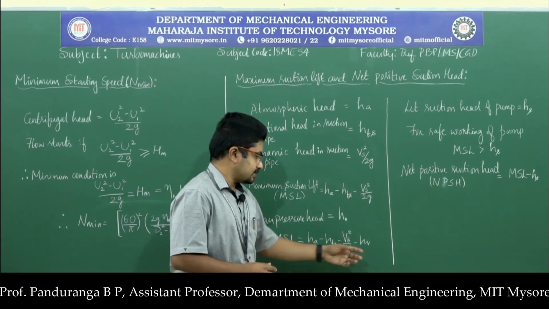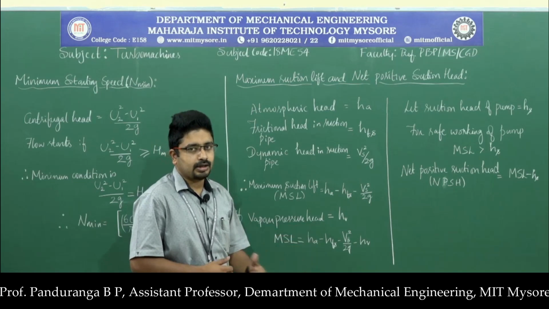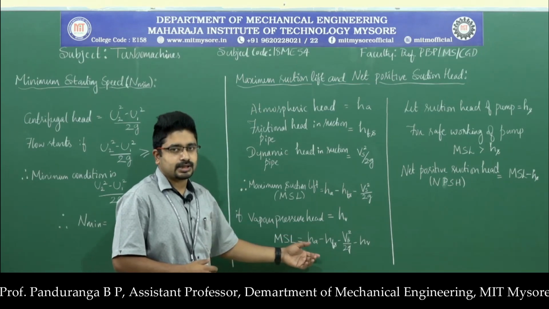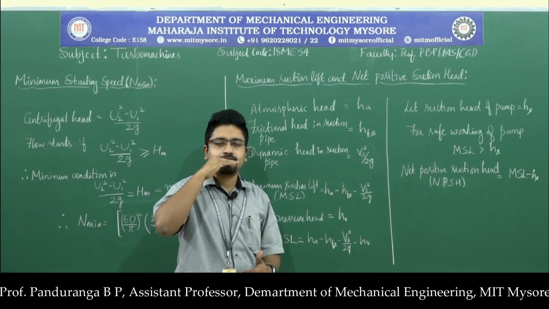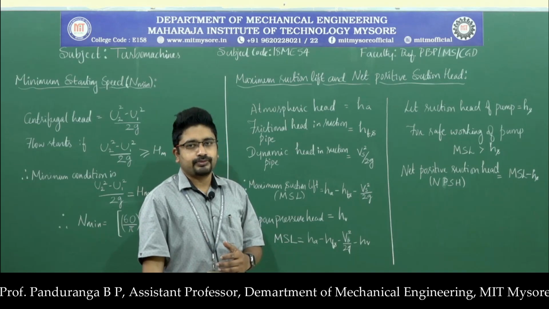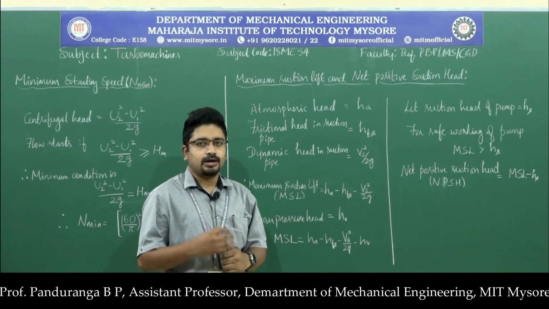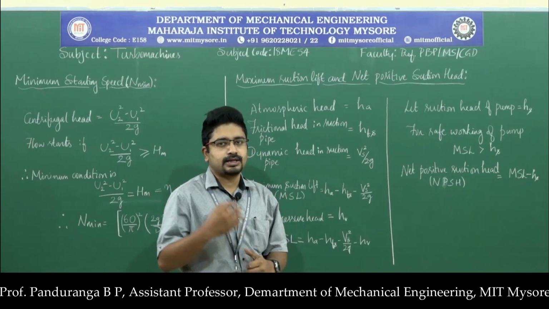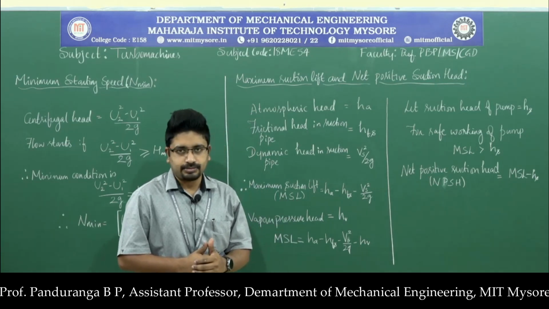So we need to consider the vapor pressure head while calculating the maximum suction lift. That is the maximum height where you can keep the pump from the sump. If the pump is placed higher than that, then there will be cavitation, and the pump will not be able to suck the liquid from the sump.